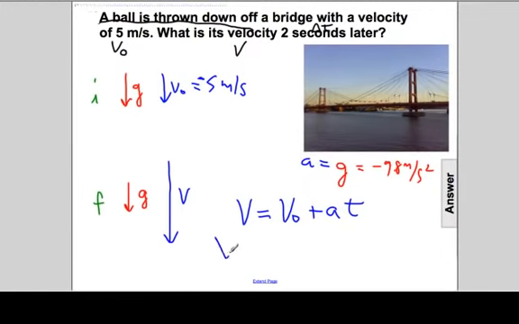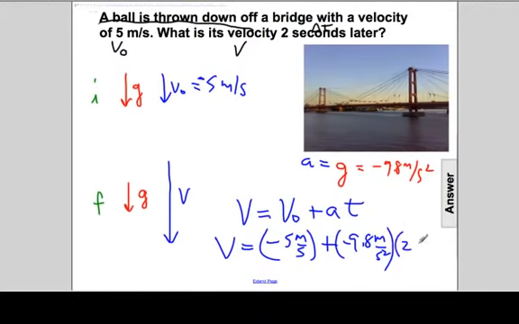So we can sub it in. v is equal to the initial speed, be careful, negative 5 meters per second, plus the acceleration, negative 9.8 meters per second squared, times the time. That would be 2 seconds down the road, 2 seconds later, and we're good. This is the speed we started off with, negative 5, and this is the speed that we gained.